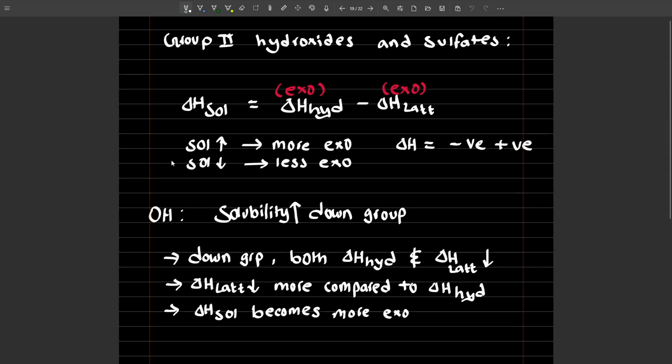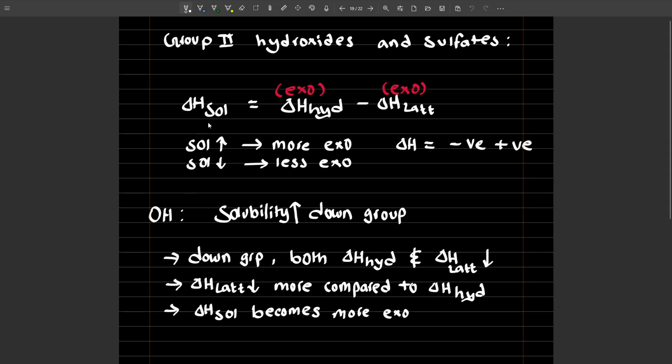Before we move, you have to understand that hydroxide solubility increases down the group and sulfate solubility decreases down the group. We know this from AS. Now our main part is to explain why this is the case. To answer for solubility, you have to look at the enthalpy change of solution value. If it is more exothermic, it means that the compound is more soluble. If the enthalpy change of solution is less exothermic, it means that the compound is less soluble.